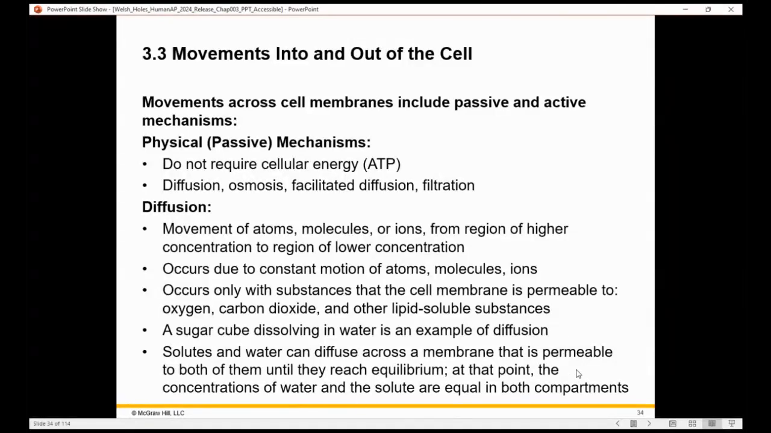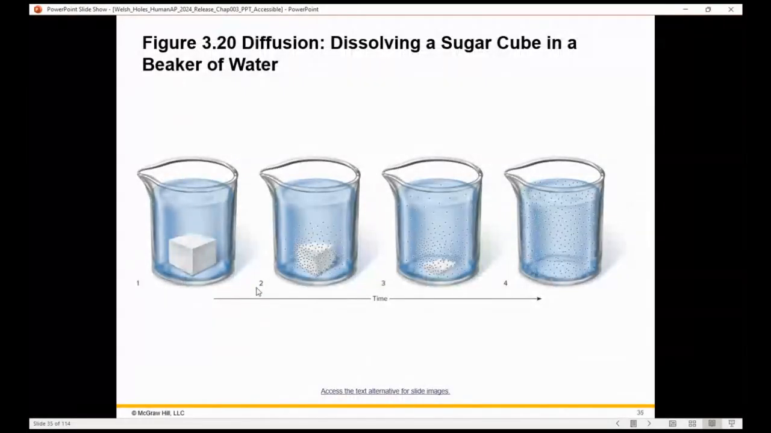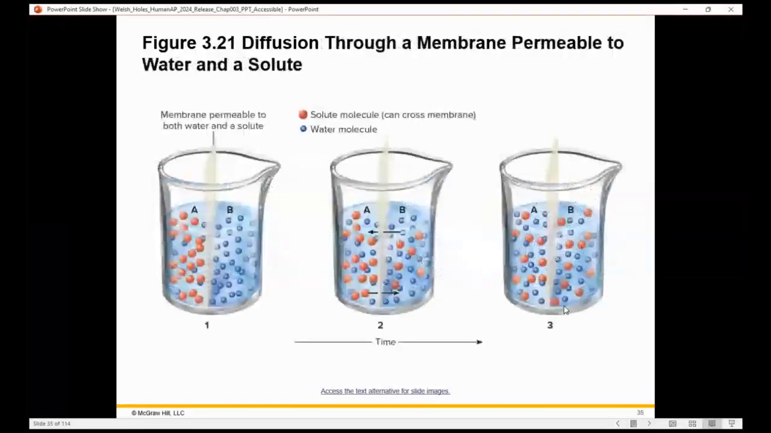Solutes in water can diffuse across a membrane that's permeable to both of them until they reach equilibrium, which means the same on both sides. This graphic shows the sugar cube dissolving, and given enough time, those sugar molecules will disperse evenly. Okay, here we have diffusion through a membrane. As long as the membrane is permeable to that solute, they will move. A lot of membranes are not permeable to it, keep in mind.